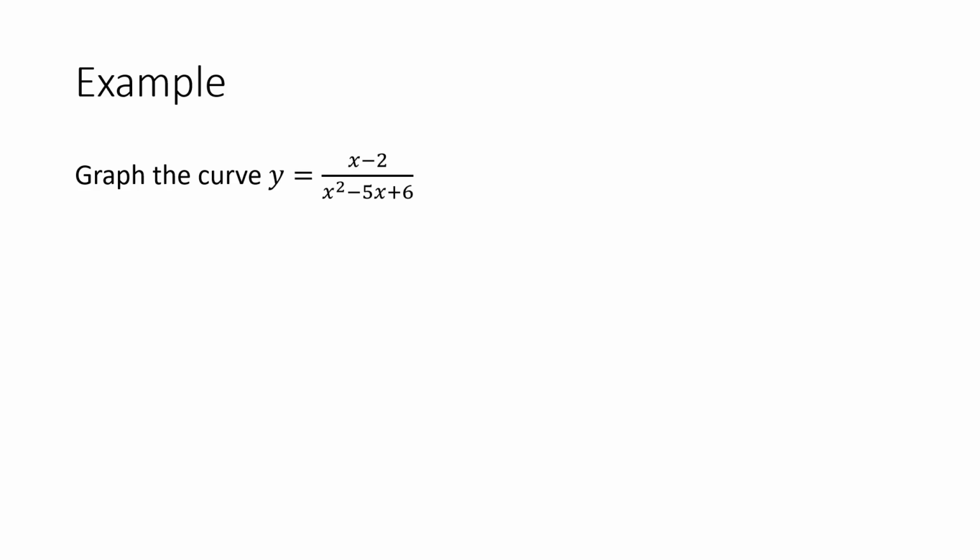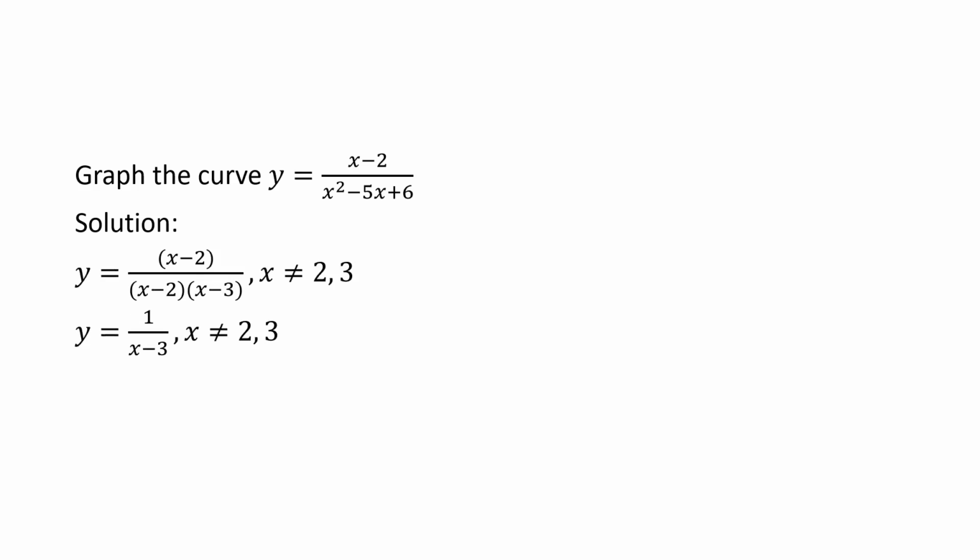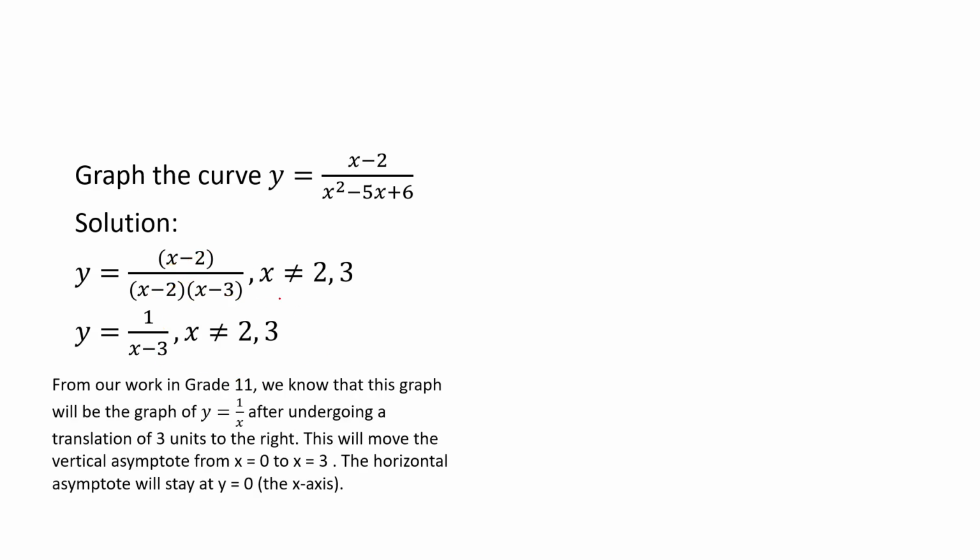Now, let's talk about vertical asymptotes. Imagine we're asked to graph the curve x minus 2 over x squared minus 5x plus 6. Well, we can factor the numerator and denominator, cross out like factors, and state restrictions. So when we do that, we have x minus 2 over x minus 2 times x minus 3. We see that we can cross out these x minus 2's and we end up with 1 over x minus 3. But like we learned in grade 11, we are also going to state our restrictions.